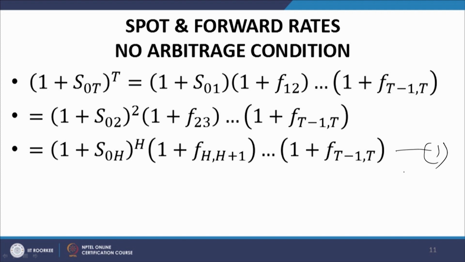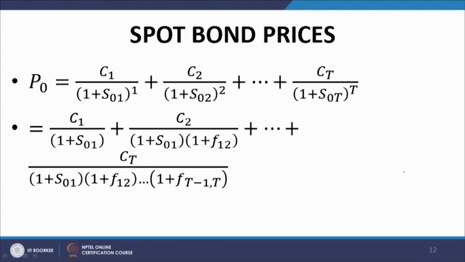1 plus s 0 t to the power t can be written in many forms. Each of these forms are equivalent if we consider the issue of arbitrage free pricing. The arbitrage free bond prices are obtained by discounting all future cash flows from the bond at the appropriate risk adjusted spot rates. So, that is precisely what is represented by equation number 2 here.